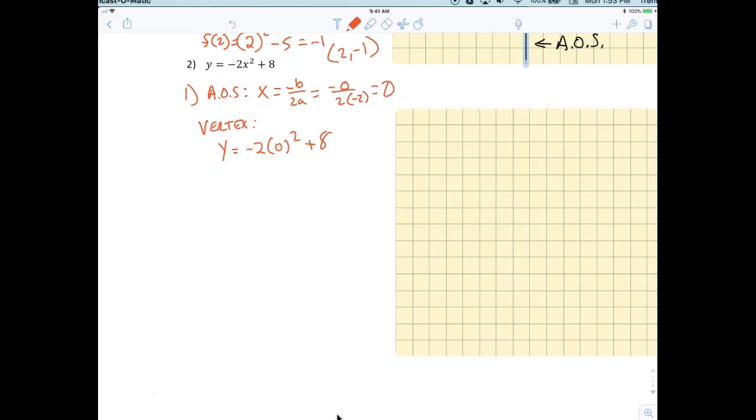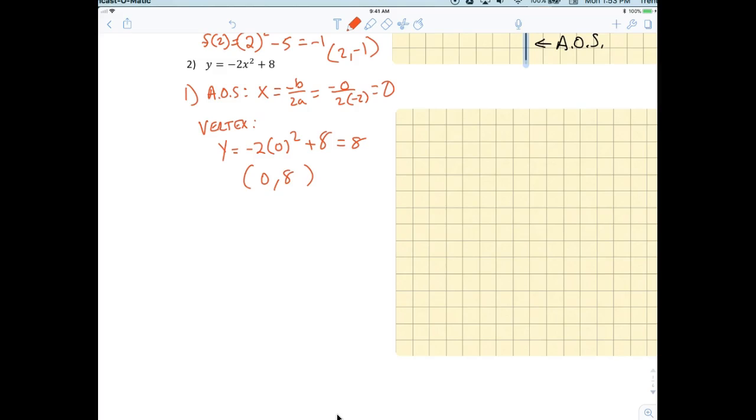Now, 0 times negative 2. 0. Now the tough one. 0 plus 8. Oh, that was 8. Yeah, I know. Shame, shame. All right. So my vertex now, of course, is what? 0, 8. 0, 8. Beautiful. For those of you guys who are catching on.